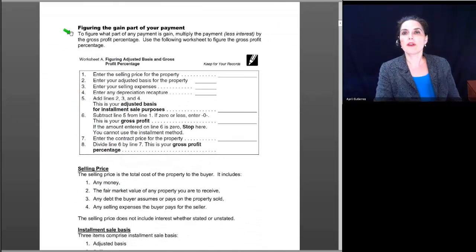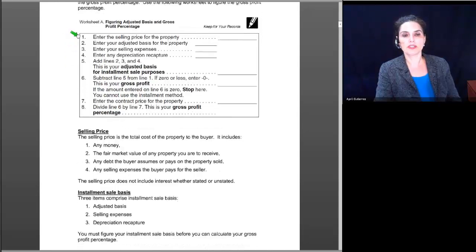To figure out what part of any payment is gain, multiply the payment less interest by the gross profit percentage. Use the following worksheet to figure the gross profit percentage. And of course, this worksheet comes straight out of the IRS instructions. It's got their little pencil mark there.